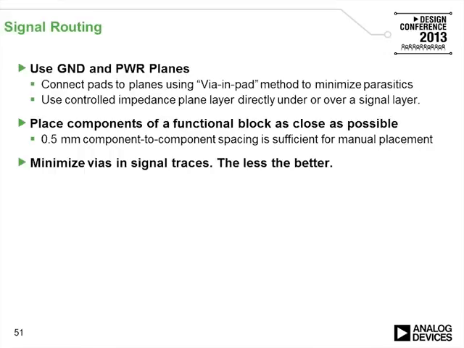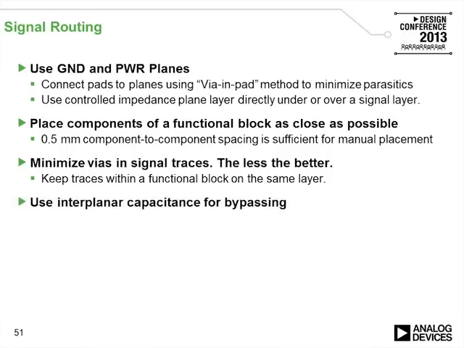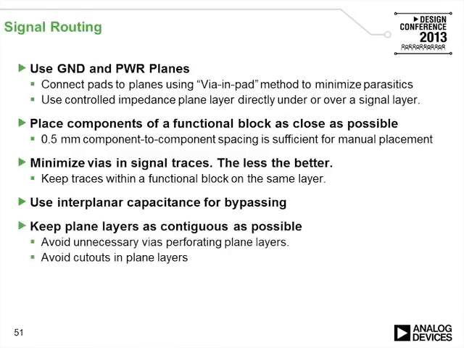Minimize vias in signal trace. The less the better. You can put traces closer together to minimize board space requirements. You want to keep traces within functional blocks on the same layer. That is to minimize vias. Should attempt to use interplanar capacitance for bypassing. In many cases, you will not require additional discrete bypass capacitors.